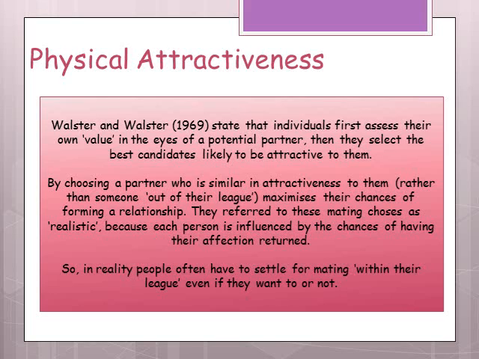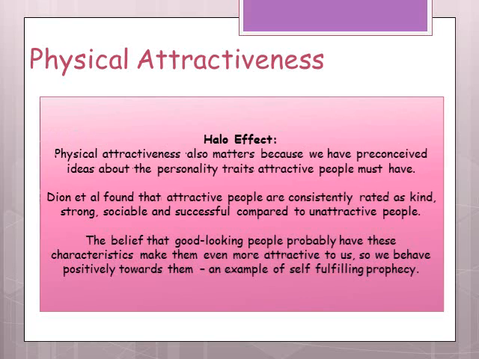They refer to these mate choices as realistic because each person is influenced by the chances of having their affection returned. So generally, it's argued that people often have to settle for mating within their league, even if they don't want to. Because if they went for someone out of their league, they might be rejected and therefore not form a romantic relationship. The halo effect is also an important feature of physical attractiveness. So we tend to judge people on the way they look.